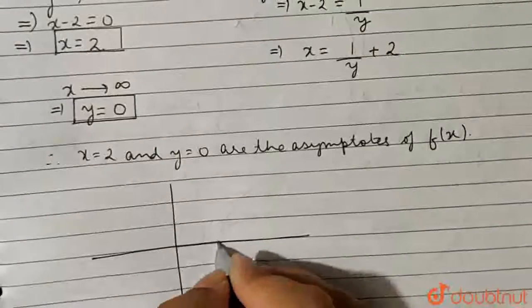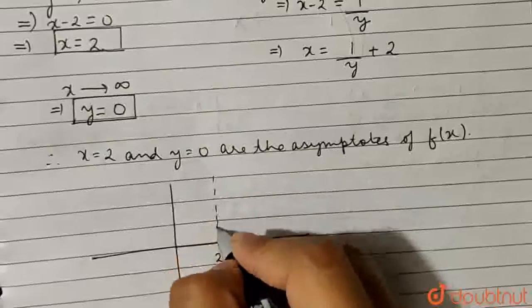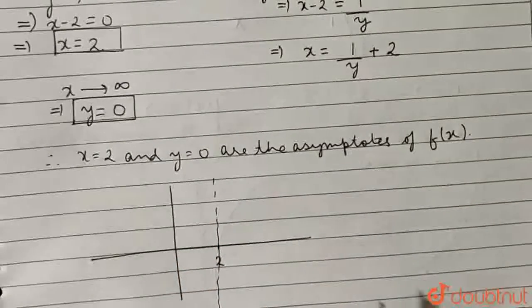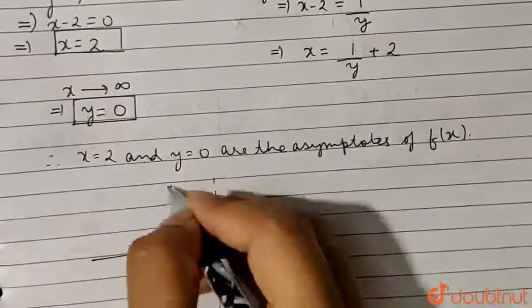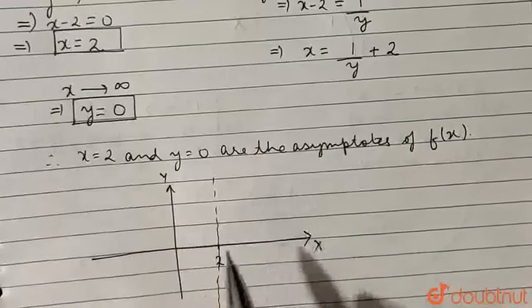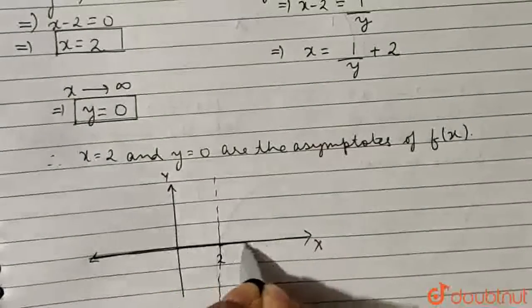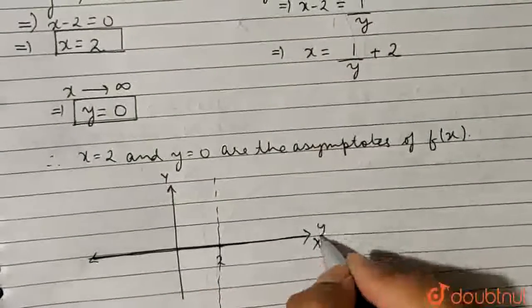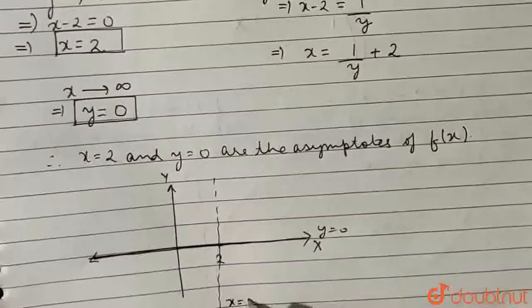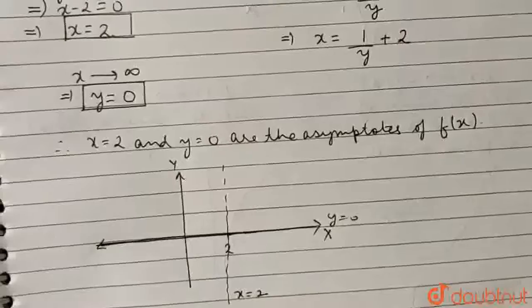Now, while plotting the graph, we keep in mind the asymptotes. So x equal to 2 is somewhat here, roughly. So x is equal to 2 is one of the asymptotes. This is the x-axis and this is the y-axis. And y equal to 0 is basically the x-axis. So y equal to 0 and x is equal to 2 are the two asymptotes of the given graph.